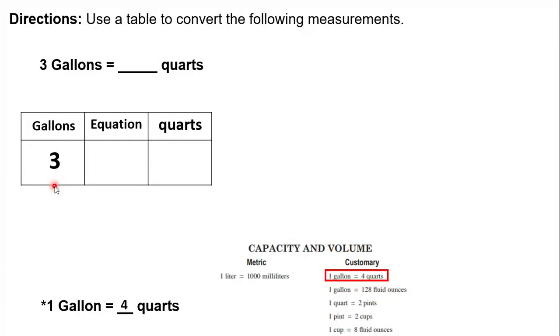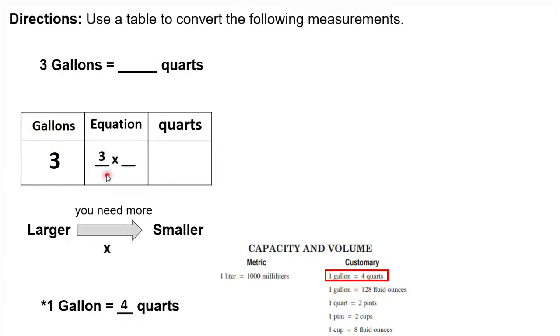So in this problem, we're converting from a larger unit to a smaller unit. So since we're converting to a smaller unit, we need more of that unit. We need more quarts to make up the same amount of gallons. So since we need more of the quarts, we're going to multiply. So we'll multiply 3 gallons, which is what was given to us, times 4 quarts per gallon, which we got down here. 3 times 4 is 12. So 3 gallons is equal to 12 quarts.